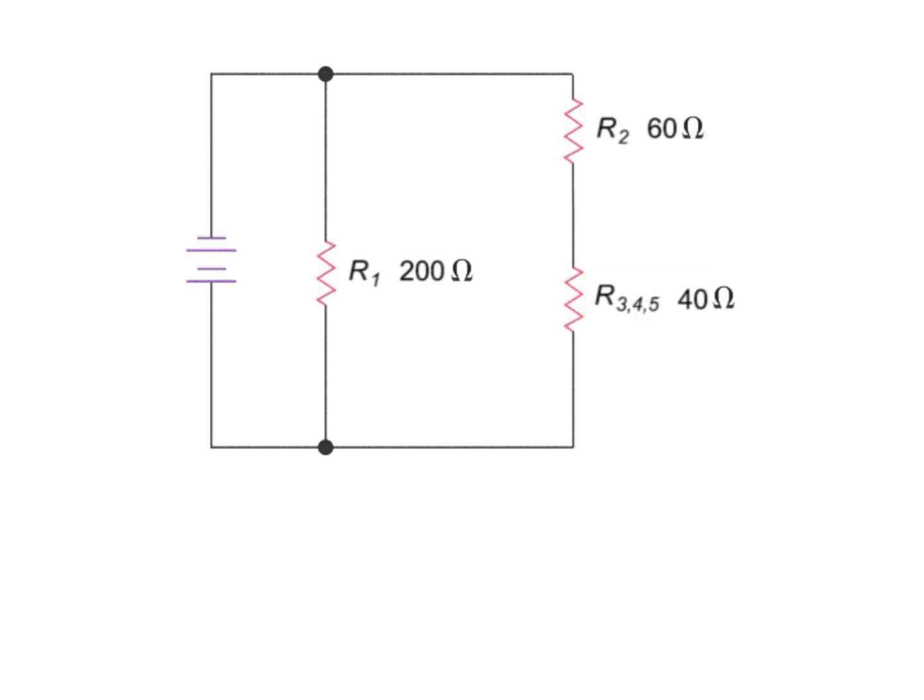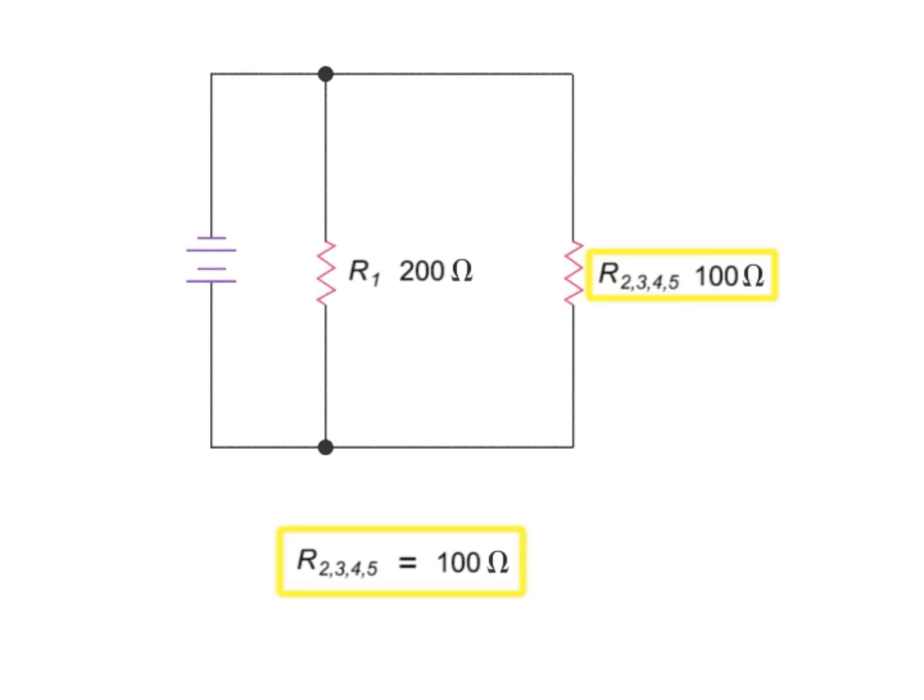Now we have further reduced the circuit to two resistors in series, R2 and the equivalent resistance of the R3, R4, and R5 resistors. Again, because we have resistors in series, we can simply add the 60 ohms to the 40 ohms to get a combined value of 100 ohms.